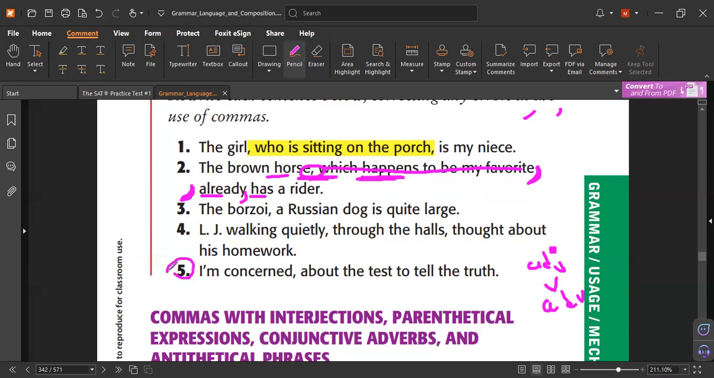Now again, do we have a mistake in number 5? I am concerned. Maybe about to tell the truth. To tell the truth is unnecessary. So we delete this comma. And remember all of these common phrases: to tell the truth, I believe that, frankly speaking, to be honest, to be frank. They are additional to the sentence, to express the attitude of the writer.